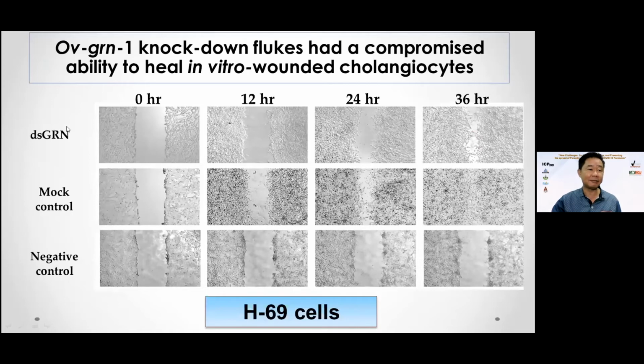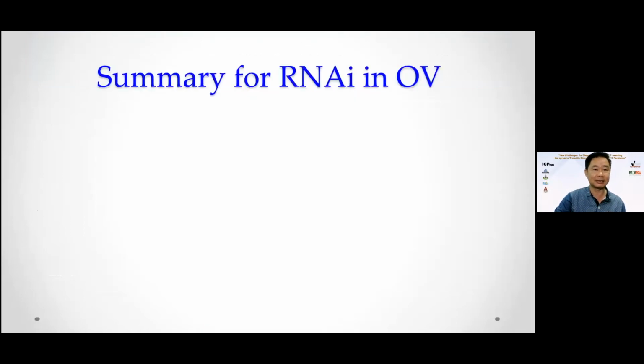to check whether knockdown of Granulin by double-strand RNA would show less wound healing, because in normal cells Granulin is a growth factor. It stimulates the cells to heal the wound more easily. In the negative control, they are not healing. And in the double-strand RNA group, they heal more slowly than the mock control. So that also proved the function of OV Granulin in the wound healing process.